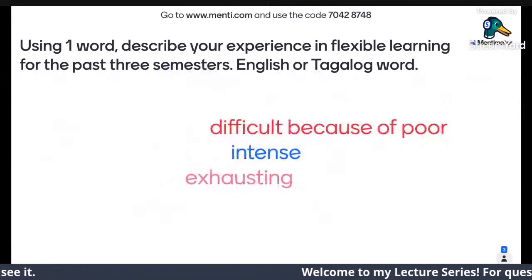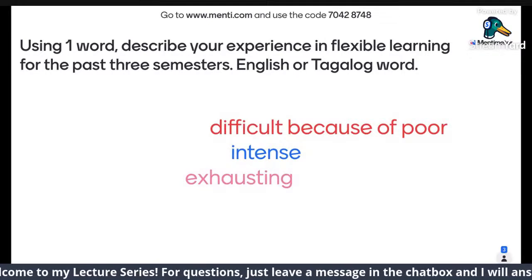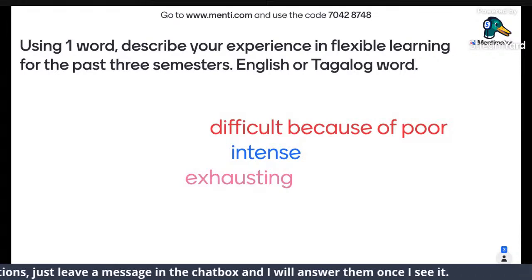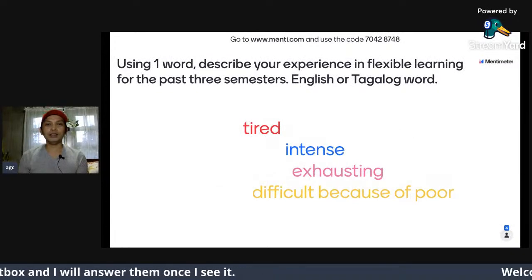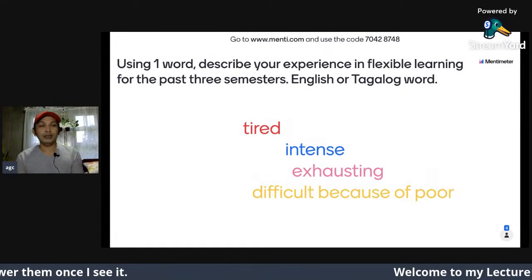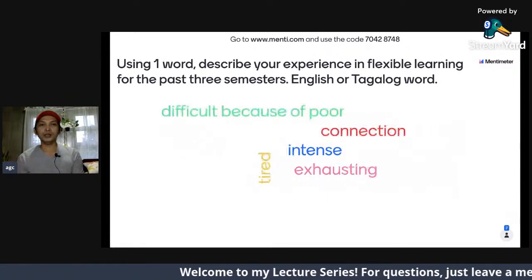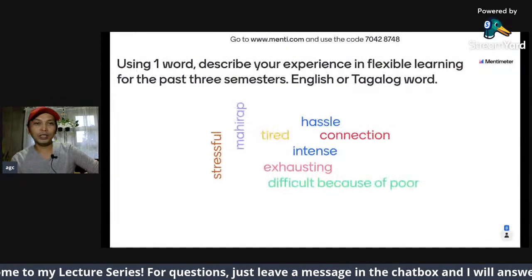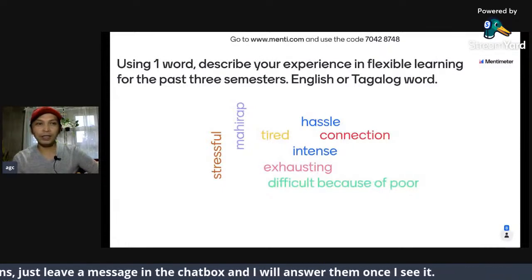Difficult because of poor connection siguro. So difficult maybe is a good word. Okay. So it says there, tired, intense, exhausting, connection, stressful, hassle, okay, difficult connection. Ayun, sabi niya, mahirap. So what else?